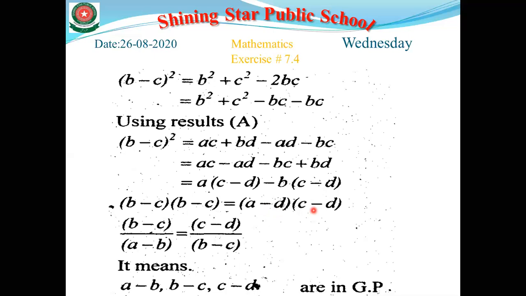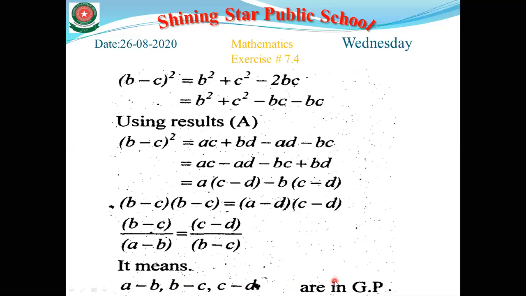Okay. Now, what will we do in our next steps? In our next steps, we will divide by B − C on the right hand side and A − B on the left hand side. So it will give you (B − C)/(A − B) = (C − D)/(B − C). Okay, so it means A − B, B − C, and C − D are in GP.